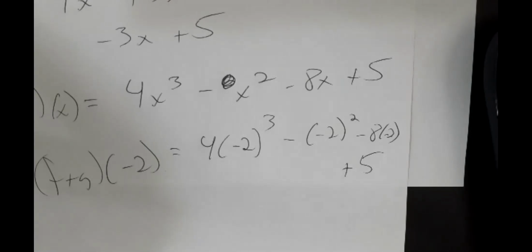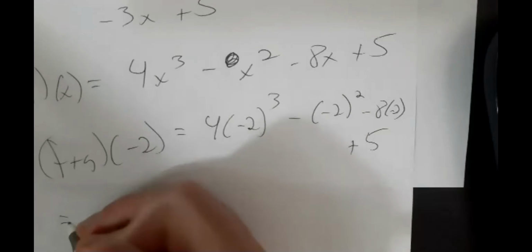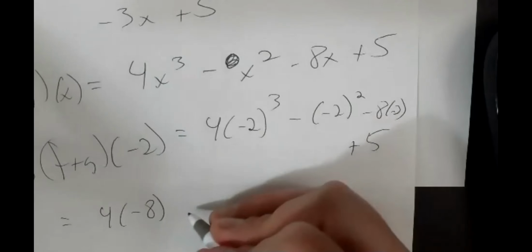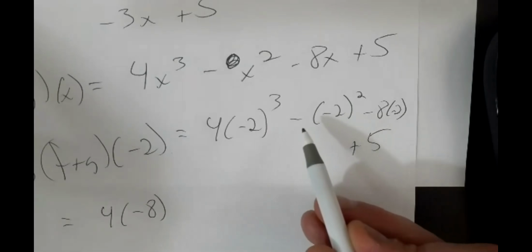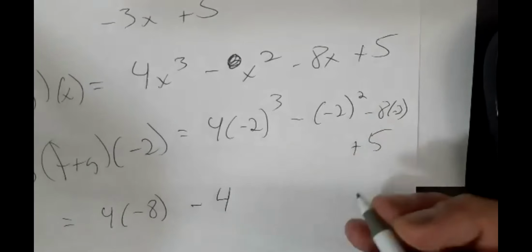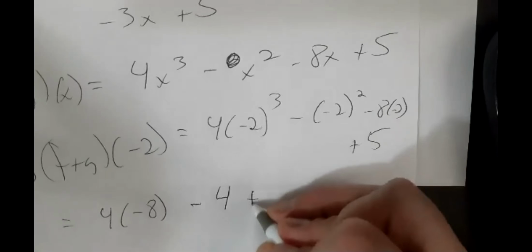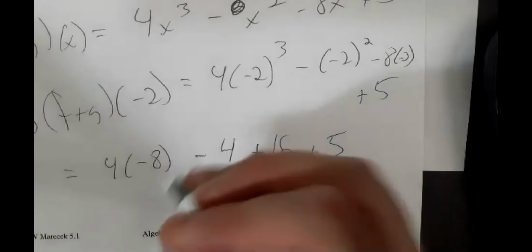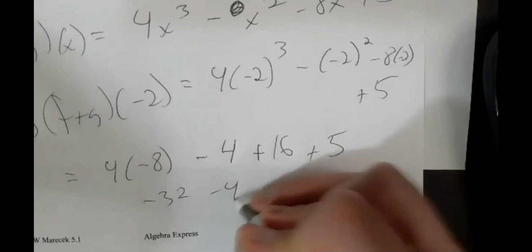I'm running out of room there, but this is 4. This is a minus 8. When I calculate that, this is the minus, and then I have a minus squared. So overall, this is minus 4. This is a minus and a minus. So overall, this is plus 16 and plus 5. So this is minus 32, minus 4.